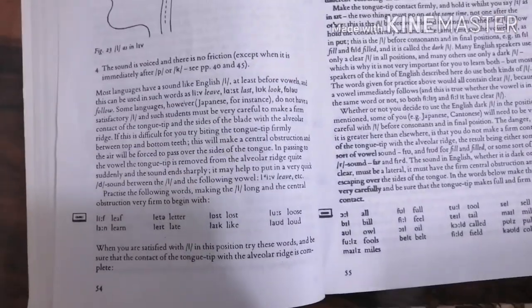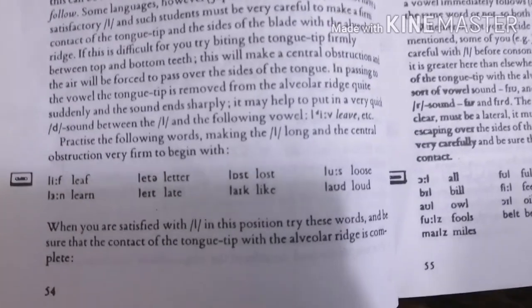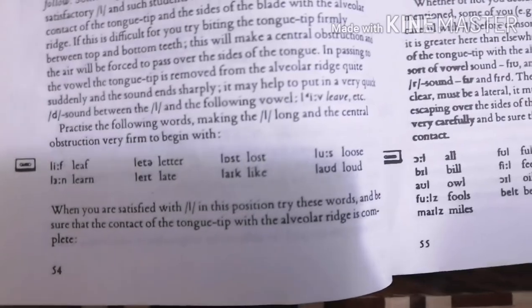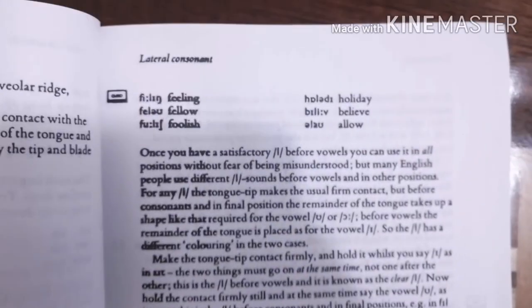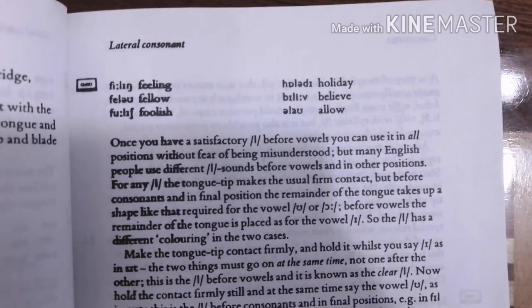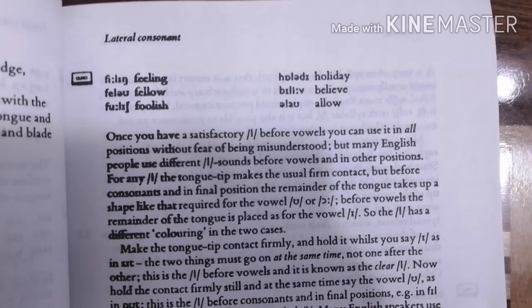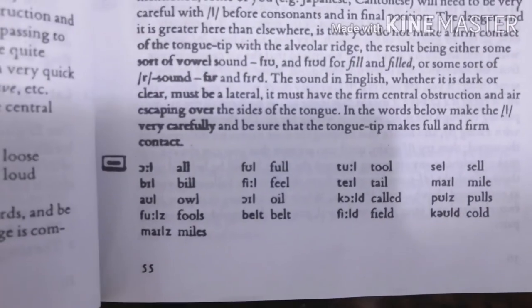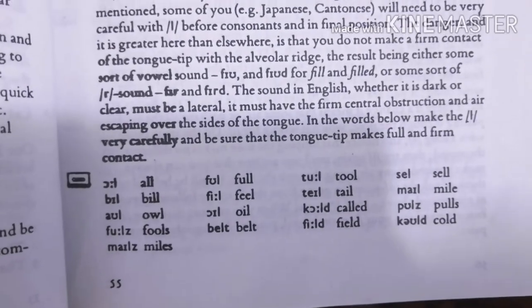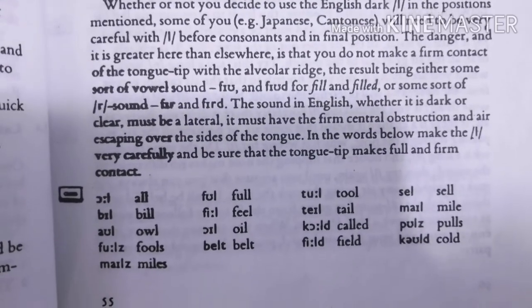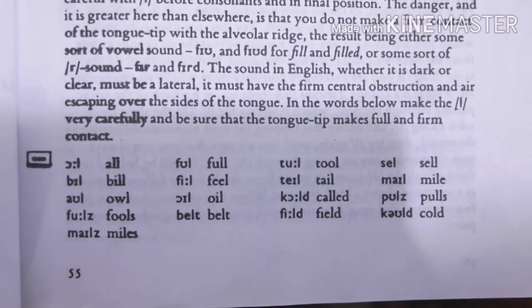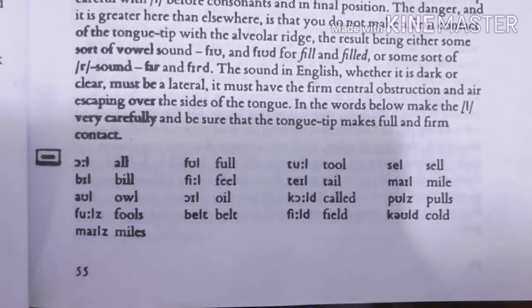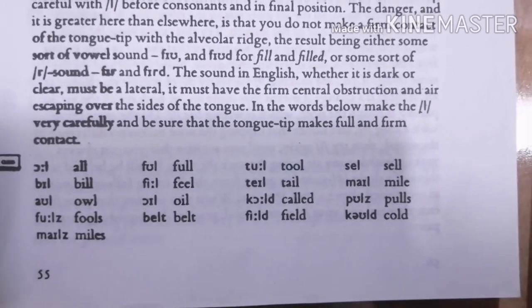Now on page 54, at the bottom of this page, we have leaf, learn, letter, late, lost, like, loose, and loud. Move to page 55. Feeling, fellow, foolish, holiday, believe, allow. Bottom of this page: all, bill, owl, fools, miles, full, feel, oil, belt, tool, tail, cold, field, cell, mile, pulse, and cold.